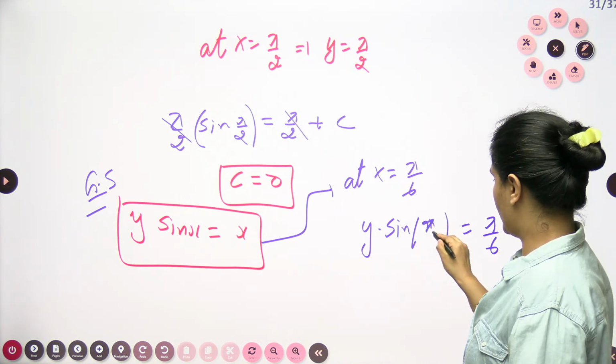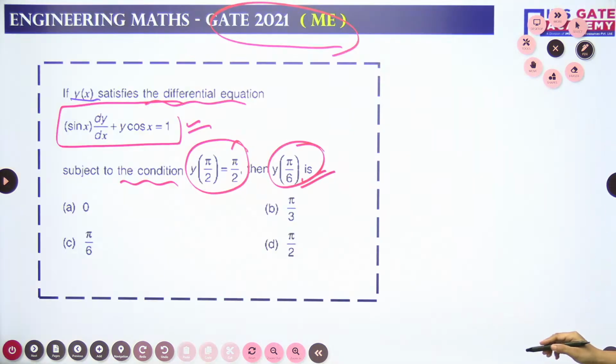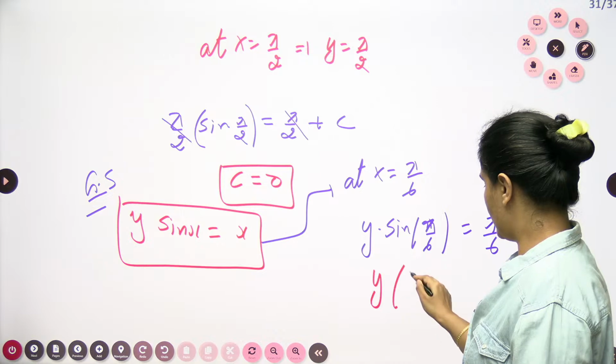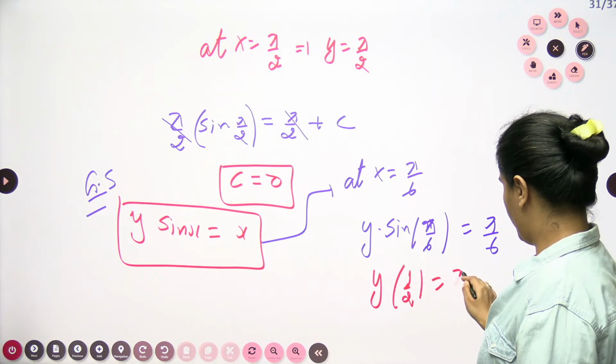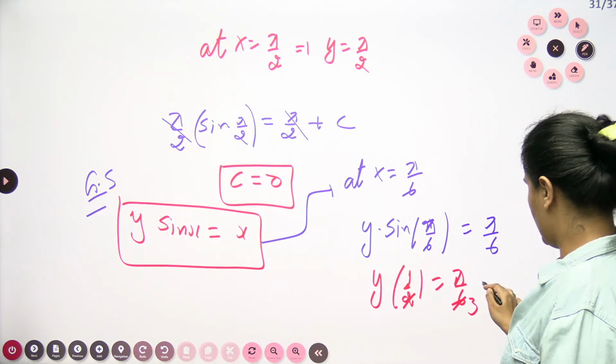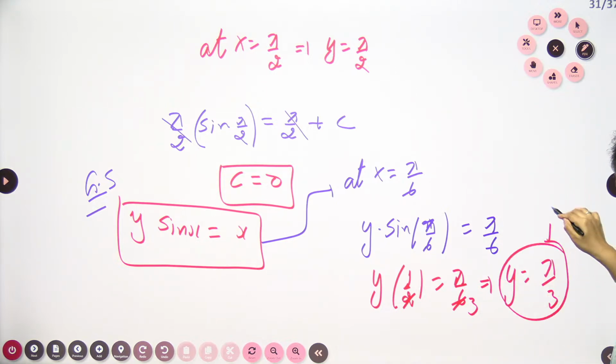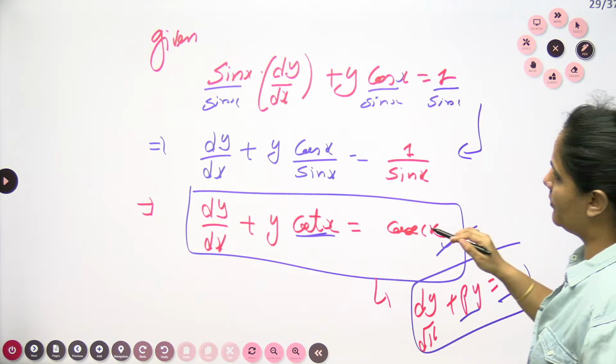Now look at the options. Do we have options also? Yes, we are having options, so directly we can approach. Sine pi by 6 is 1 by 2, and when you solve, you can write 1 by 2 equals pi by 6, 2, 3 ja. So your result will be y equals pi by 3. This should be the final answer, as we are having options also.